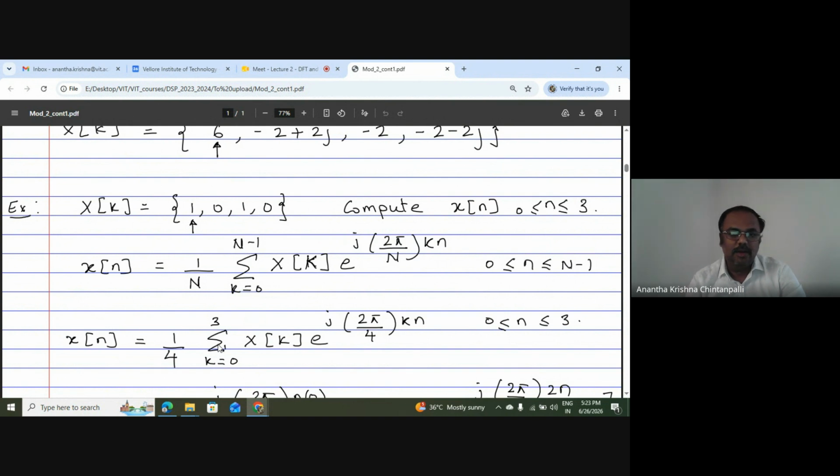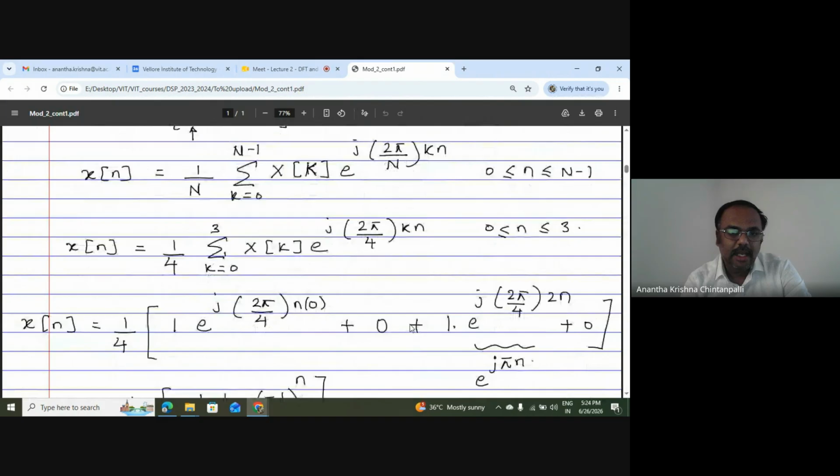x of n is equal to 1 over N, summation of k goes from 0 to N minus 1, capital X of k e to the power of j 2 pi by capital N times k times little n. So 1 by 4, the length is 4, 1 by 4, summation of k is equal to 0 to 3, X of k e to the power of j 2 pi by 4 times kn. Again, it is the same logic.